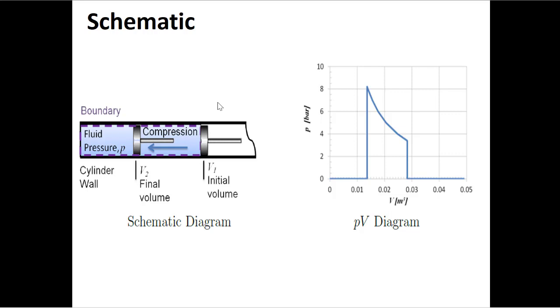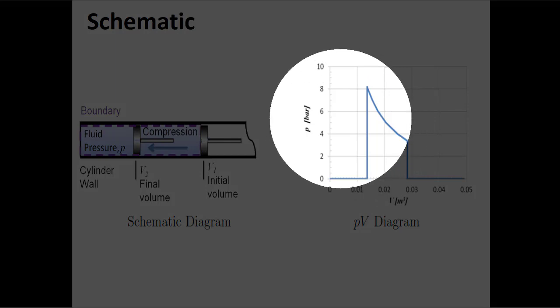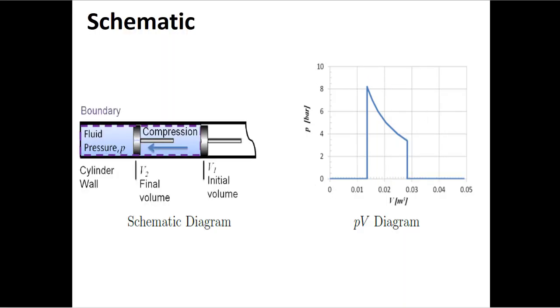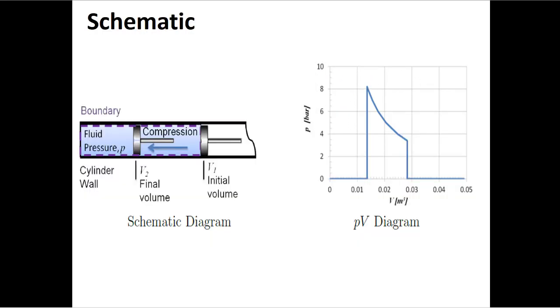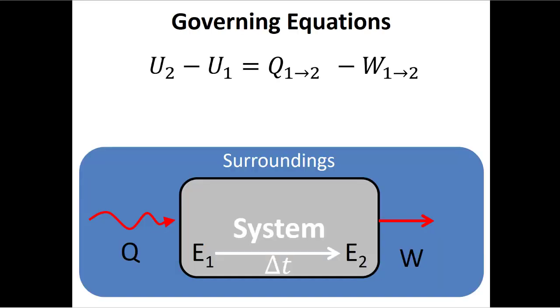So we have this problem, and this is what our PV diagram might look like. We go from V1, which is the larger volume, down to V2. So we're compressing the system. So we're putting work into the system. So we would expect from our sign convention that work in is negative. We're putting work into the system. So we're expecting negative work in this problem.